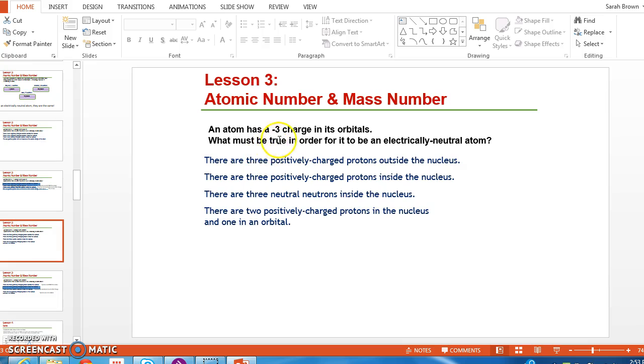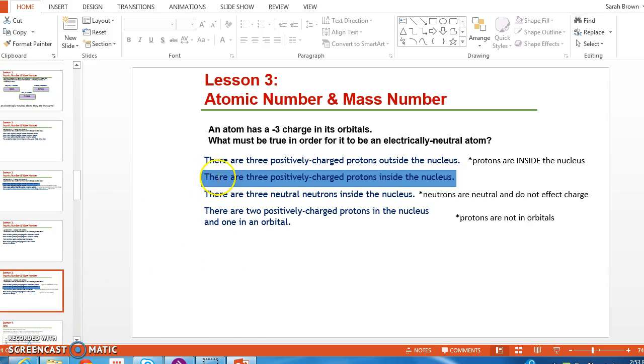An atom has a -3 charge in its orbital. What must be true in order for it to be an electrically neutral atom? The correct answer is there are 3 positively charged protons inside the nucleus. So if you have -3 outside the nucleus, you need to have +3 inside the nucleus.